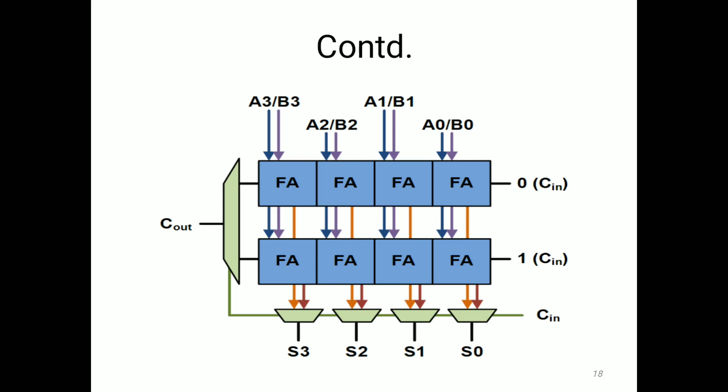Then the output of each full adder is given to one multiplexer. Then the carry is also given to another multiplexer. If Cin is equal to 0, the output of the first full adder is selected. If Cin is equal to 1, the output of the second adder is selected. Similarly for carry also, if Cin is equal to 0, the output of the first carry is selected. If Cin is equal to 1, the output of the second one is selected.